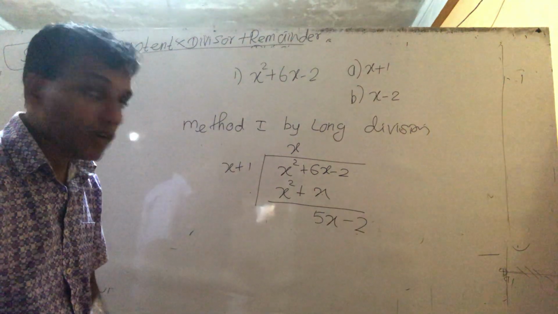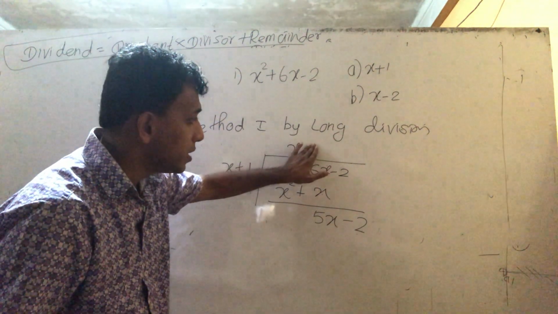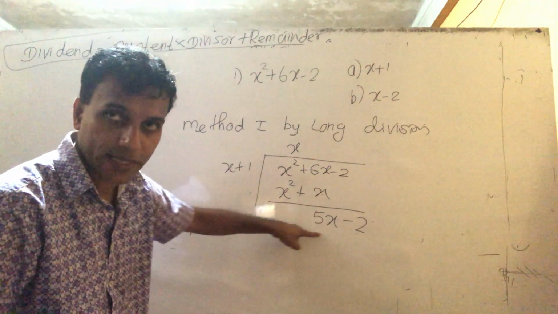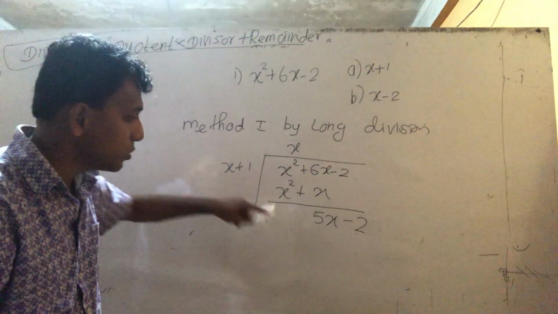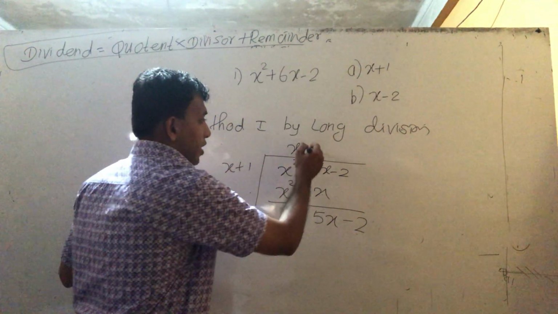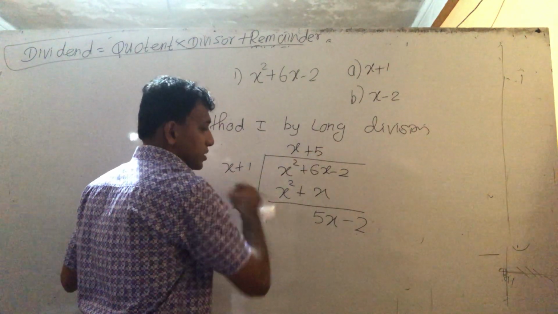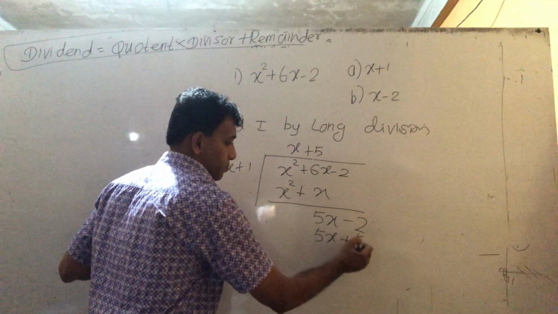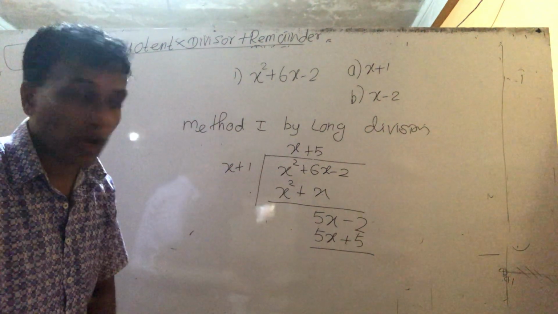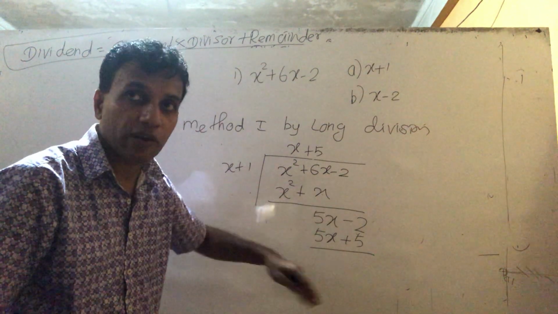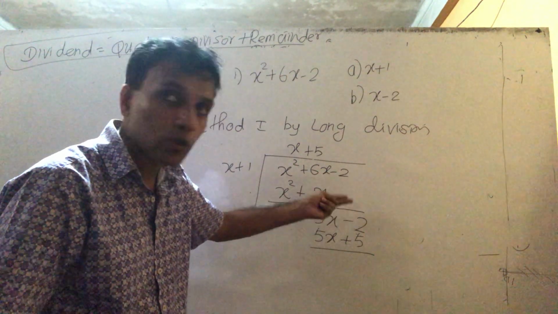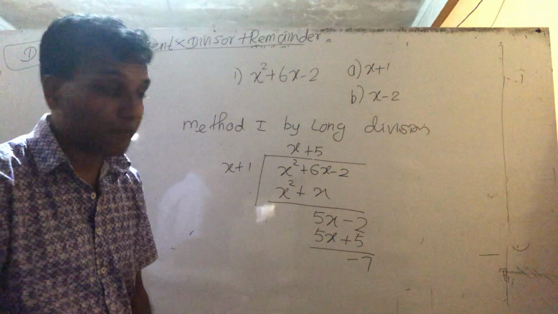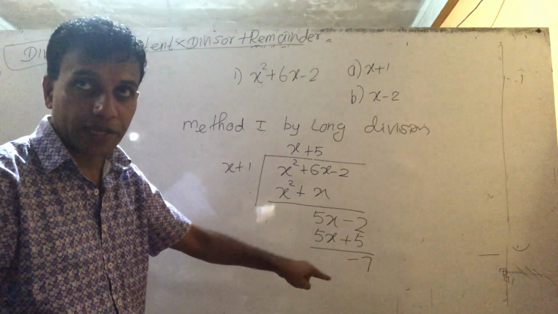So further we can divide. Next, write a number. That number multiplied with this gives you 5x. Therefore 5, so 5 times x is 5x, and plus 5 into 1 is plus 5. This is 5x and 5. Now subtract: 5x minus 5x cancels. Minus 2 minus 5 is minus 7. This is the remainder. This is the quotient, and that's the remainder.